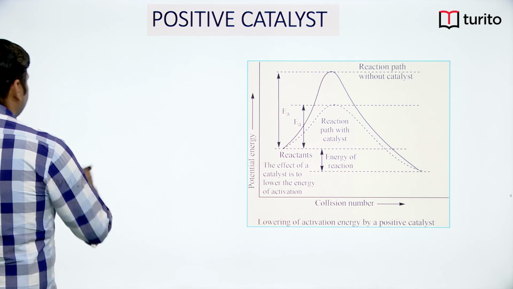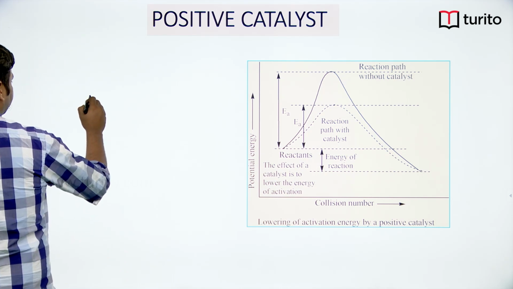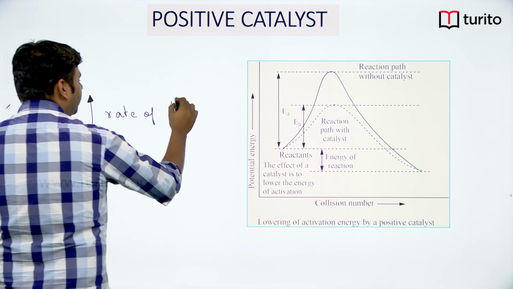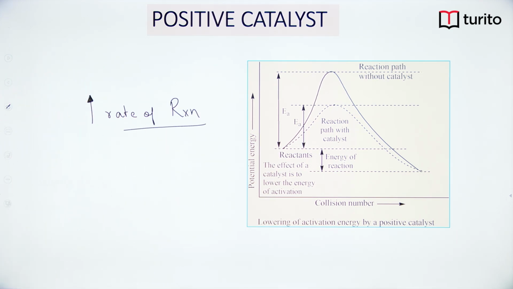Okay, so positive catalyst increases the rate of reaction. So you have to remember positive catalyst will increase, up arrow shows increase. So this increases the rate of reaction. Okay, I hope this is clear to everyone.